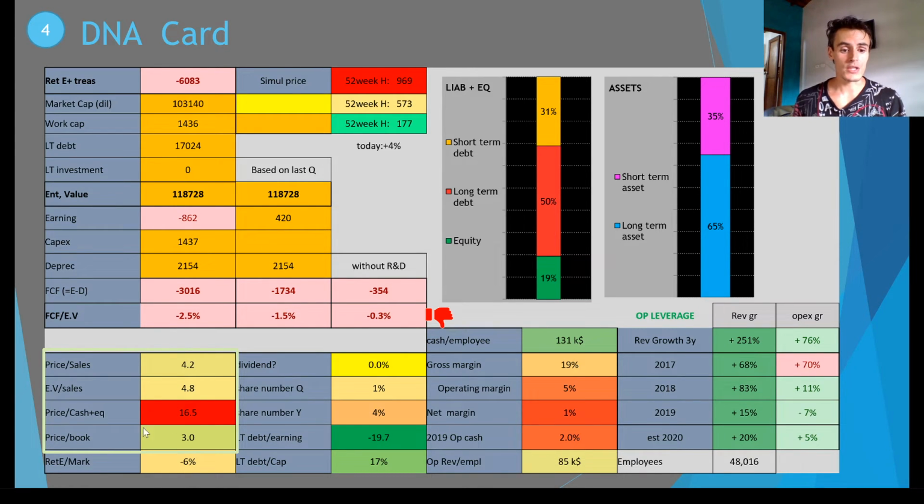Also, the price to cash is super high. Usually you want it to be at least less than 10, meaning that the company doesn't have too much liquidity at the moment. And for me, this is also a negative point.